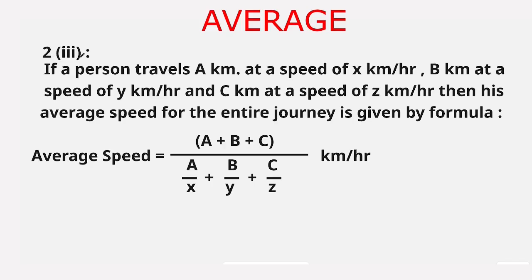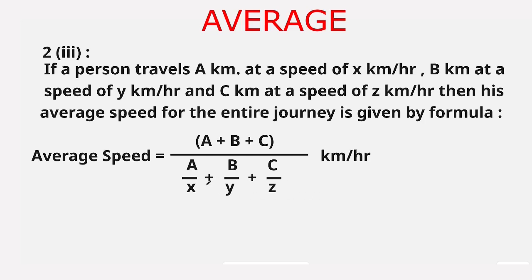Point 2, part 3. If a person travels a kilometers at a speed of x kilometers per hour, b kilometers at a speed of y kilometers per hour and c kilometers at a speed of z kilometers per hour, then his average speed for the entire journey is given by the formula average speed equal to a plus b plus c. What is a plus b plus c? It is the total distance, divided by a upon x plus b upon y plus c upon z.